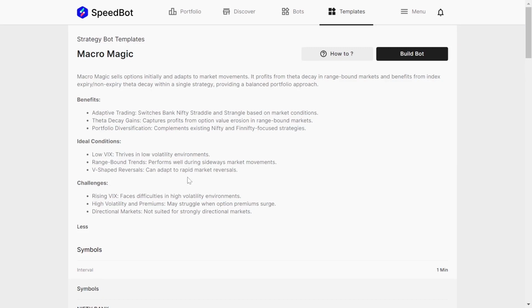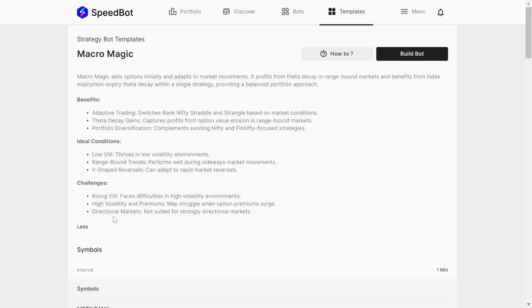So what are the challenges in using this strategy template? Whenever there is a rise in the VIX, you might face difficulty during such market conditions. Due to high VIX, there is a chance that the option prices or premiums would also be higher, and you might struggle to capture the theta gain due to the erratic movements in the premiums, right?